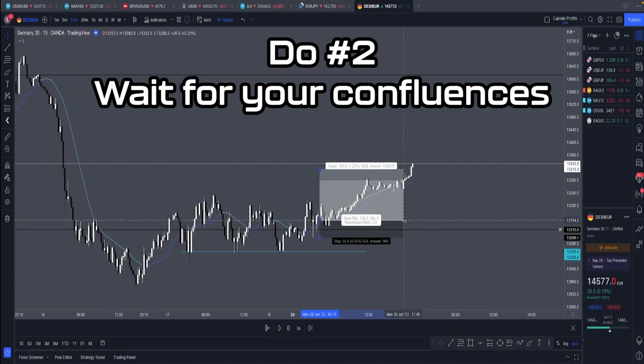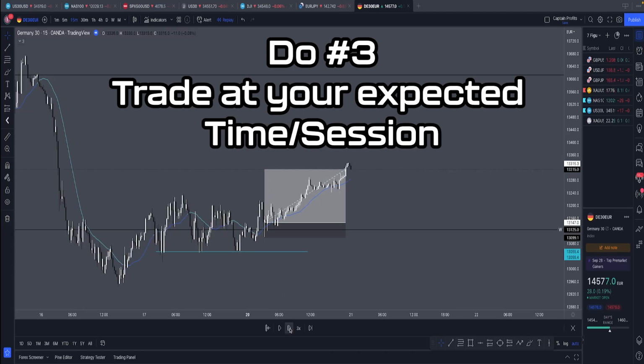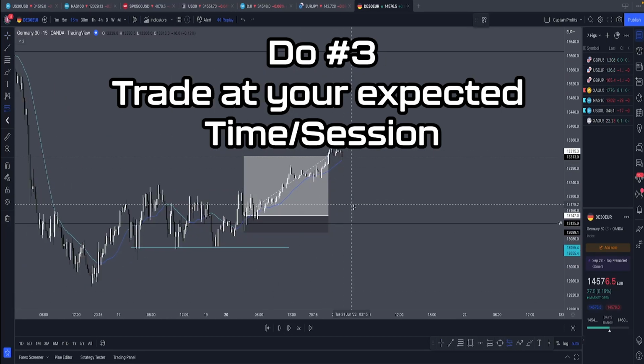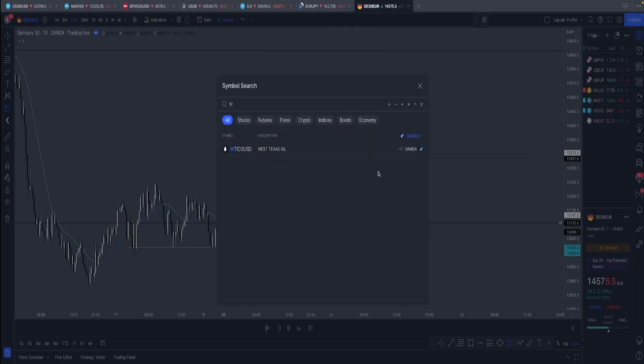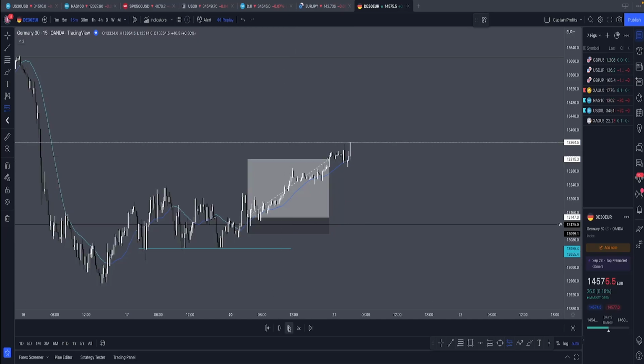Wait for your confluences. Rushing into a trade during backtesting is just going to instill bad habits. And lastly, make sure to trade at your expected trade time/session. You want to make sure to replicate a market environment that is repeatable and close to the conditions you will be actually trading in. Now for the don'ts.